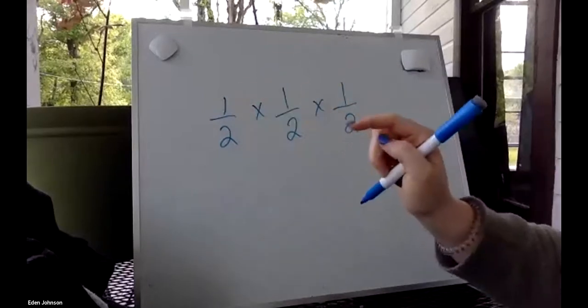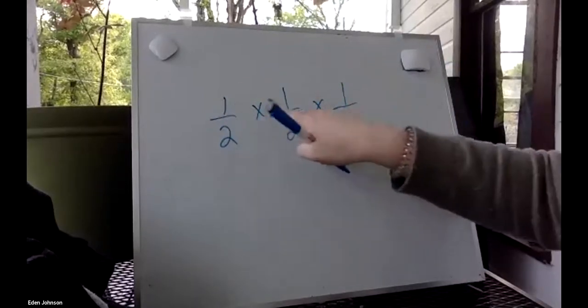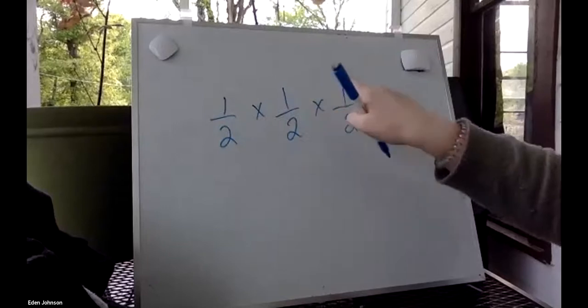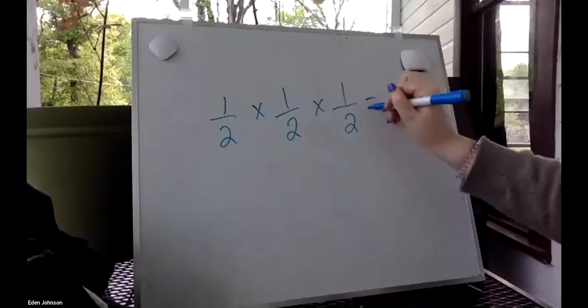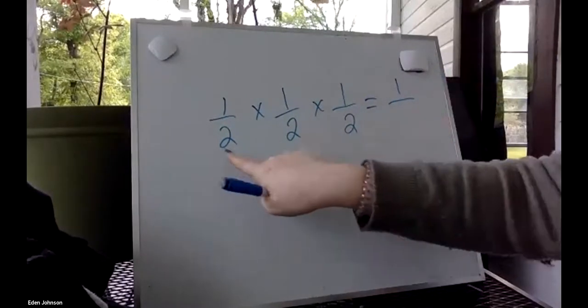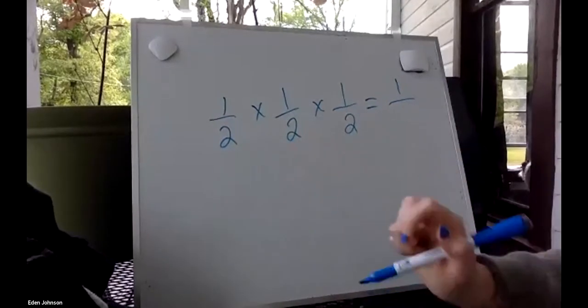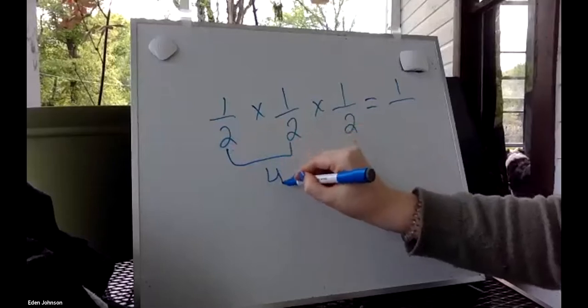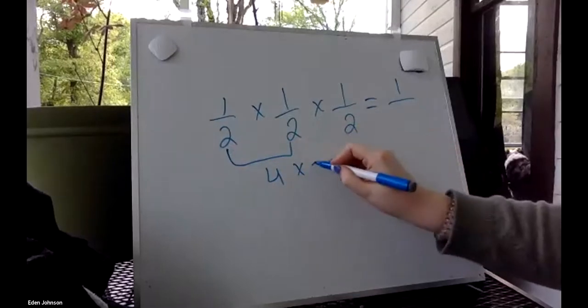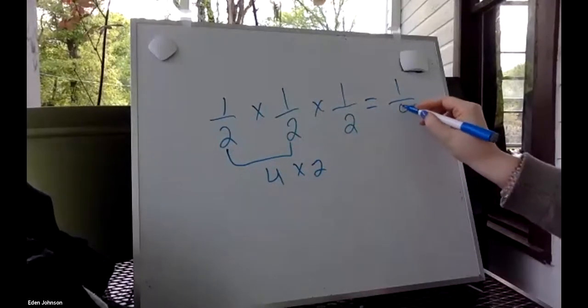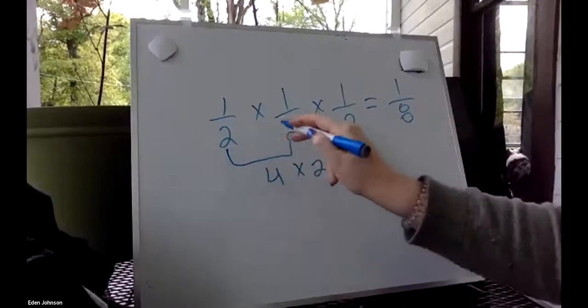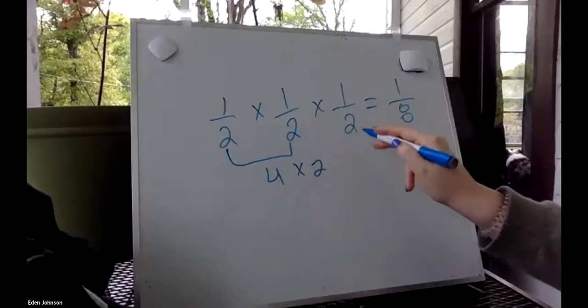So first, you multiply your numerators, the numbers that are on top. What is 1 times 1 times 1? 1. Then you multiply your denominators, the numbers on the bottom. What is 2 times 2? 4. What is 4 times 2? 8. All right, so 2 times 2 is 4, 4 times 2 is 8.